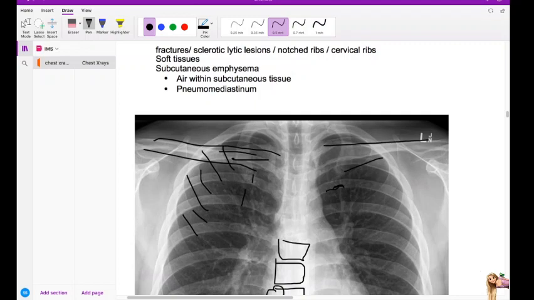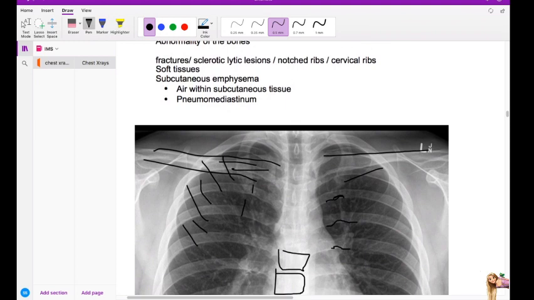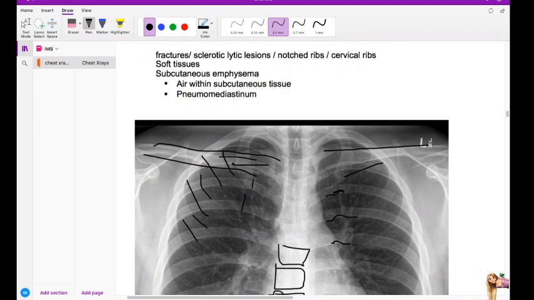Notching of the ribs basically means this is this rib and it'll go like this, and there'll be many notched ribs. Yes, coarctation of aorta. Right. Okay. Then you can look for any air in the mediastinum, any air in the subcutaneous tissues. Okay. So those are the things you basically see in bones.